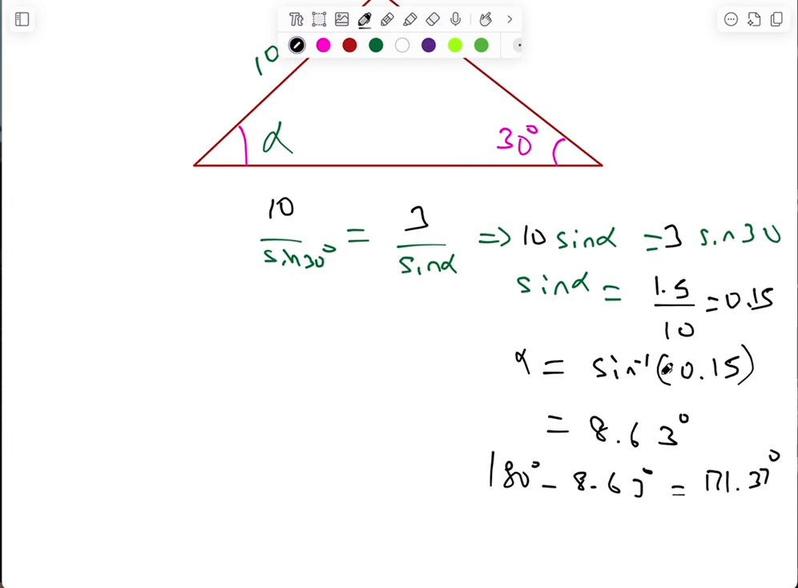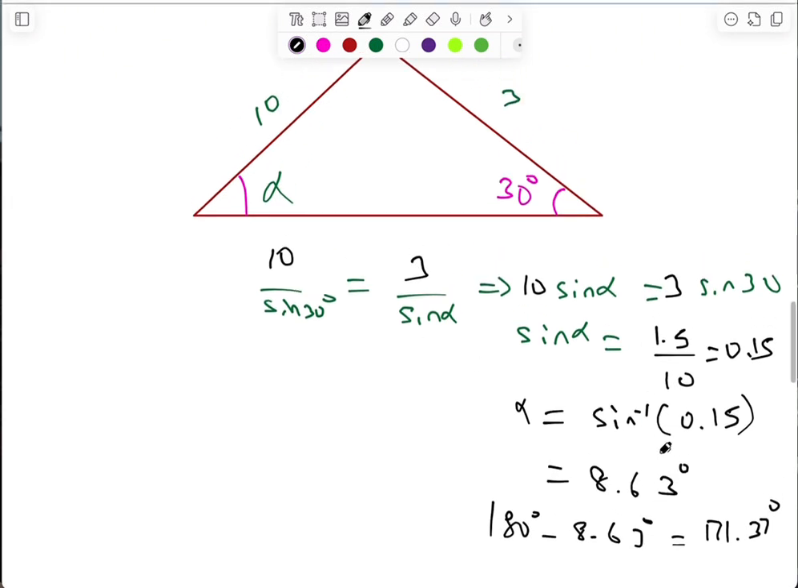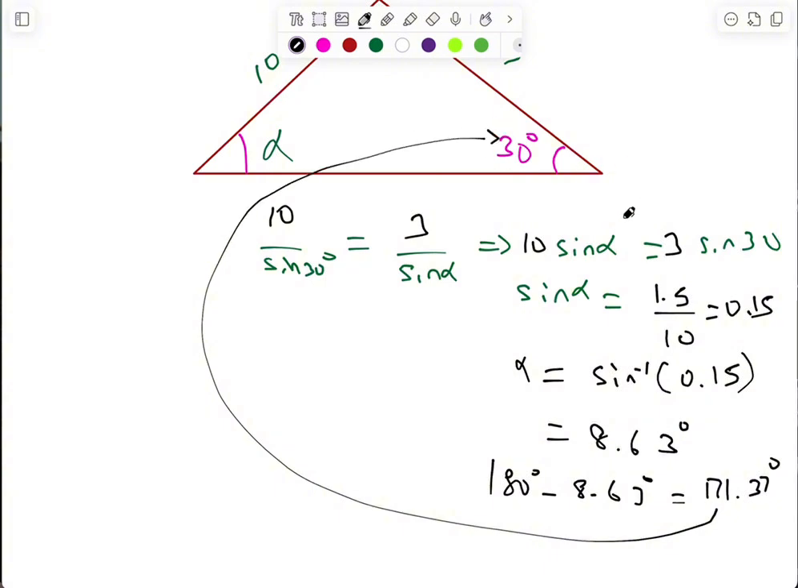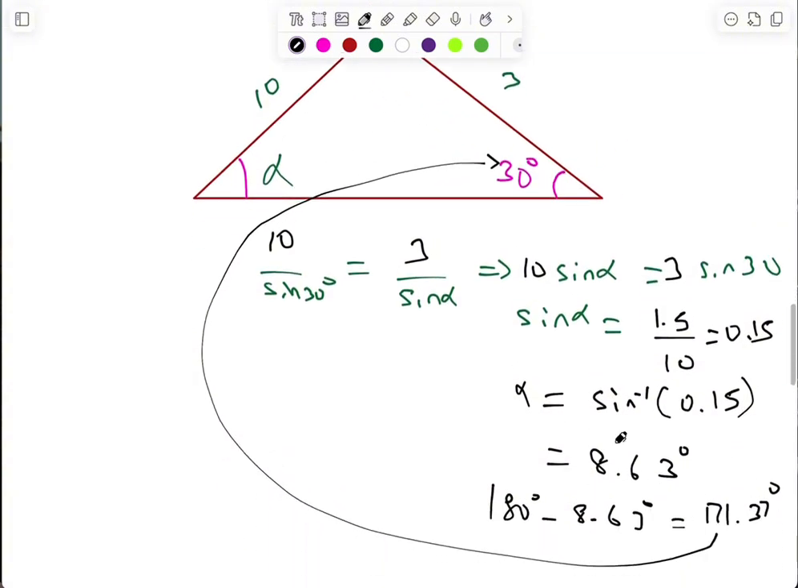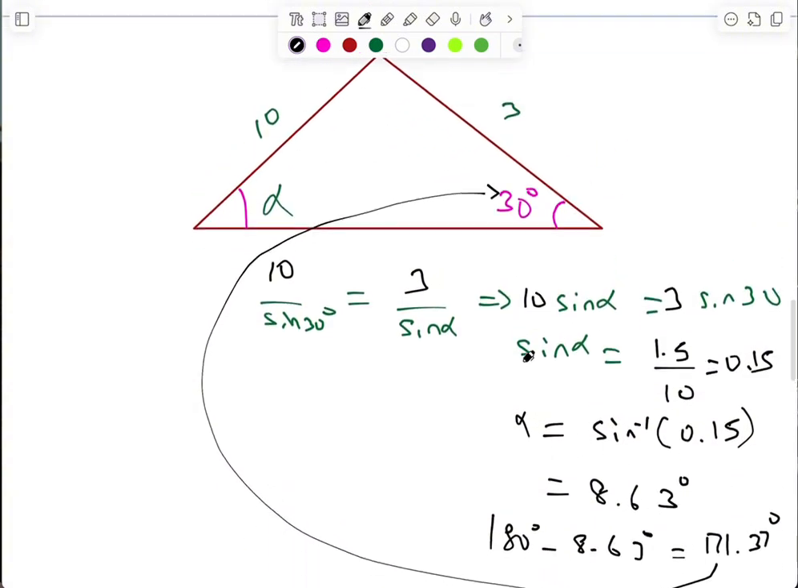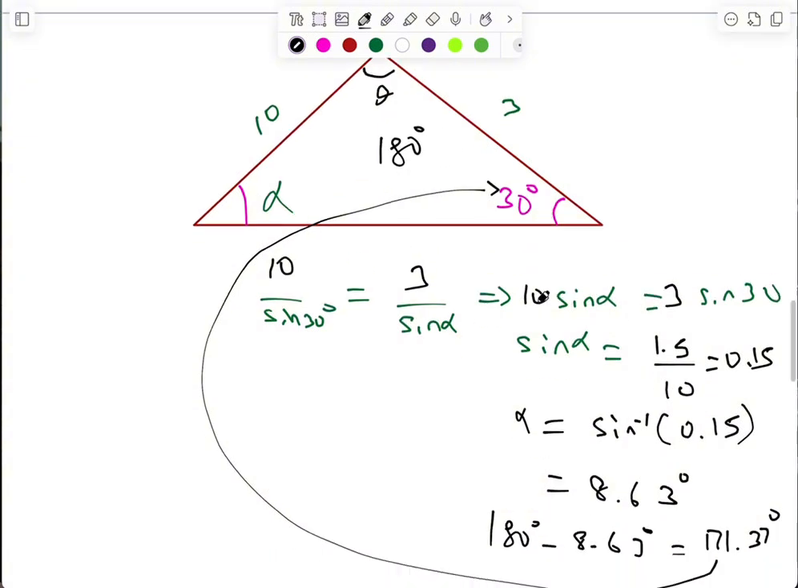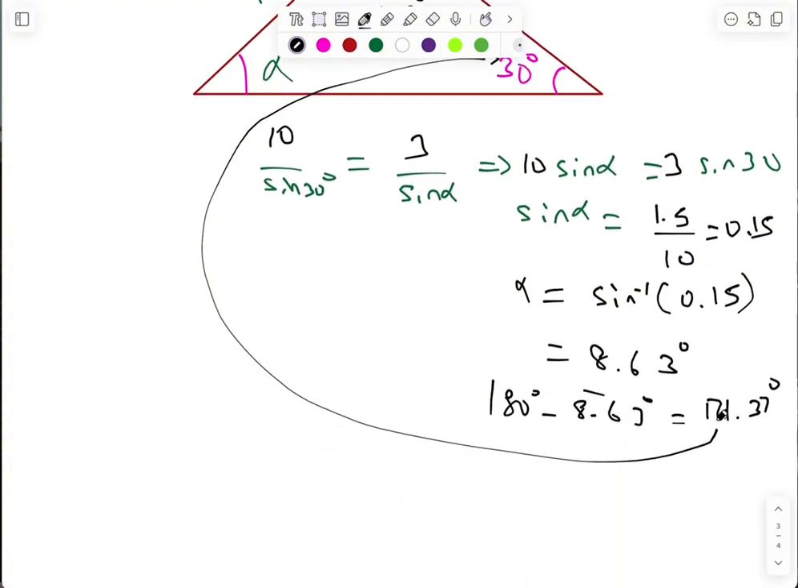But what will make one angle useless is that you realize that if you add this 171 plus the 30 that already exists, the result will be more than 180 degrees. And take note of the fact that there is even still another extra angle here that we don't know about. And the angles in a triangle must sum to 180 degrees. So in a situation like this, the answer will not hold.